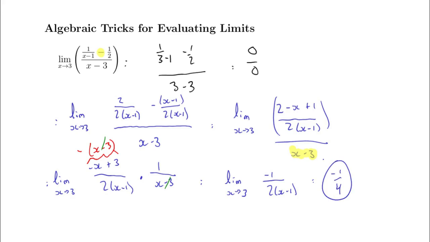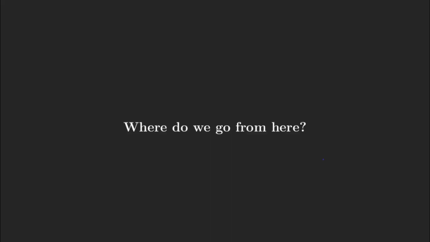Cool. So we have some algebra tricks. We can factor, we can use conjugates, we can subtract those fractions in the numerator and go from there. But this 0 over 0 indeterminate form shouldn't be too scary for us anymore. All right, so where do we go from here? We've got some good tools now for actually evaluating limits. What we're going to notice, though, is that there's still a ton of limits that are tricky.